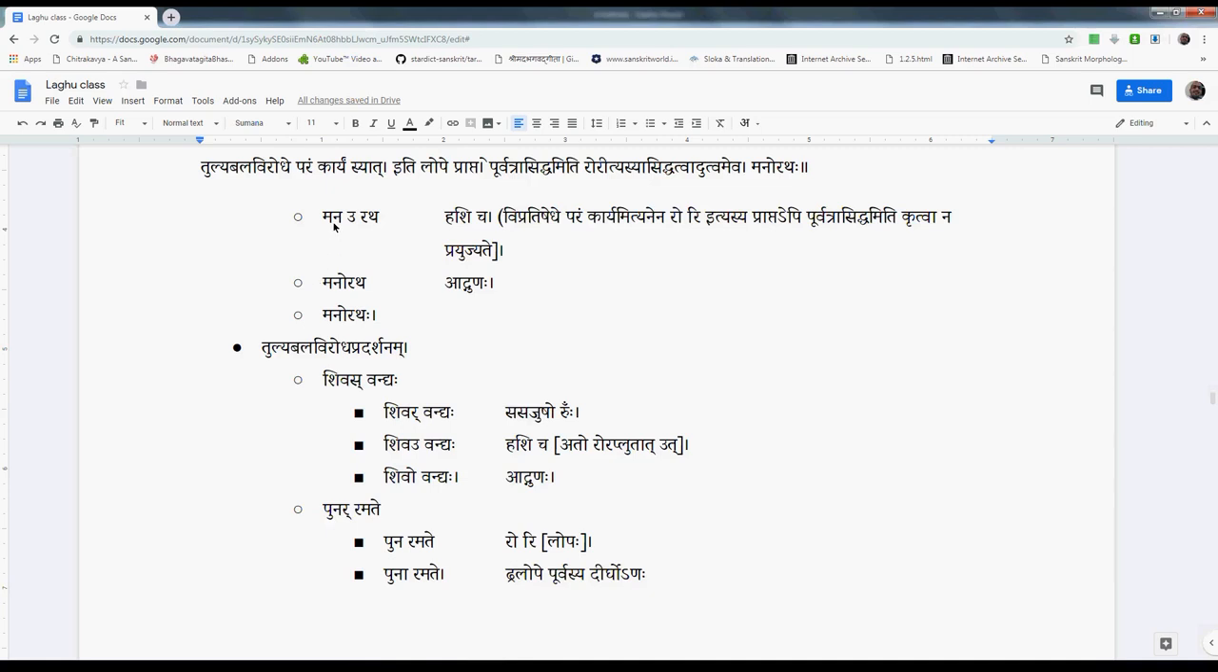Now, when there is contradiction between the two, which should apply? So, I have mentioned here, Vipratishede paramkaryam. Rori ityasya prapte api purvatra asiddham, because the later sutra should apply. By Vipratishede paramkaryam, paramkaryam is rori. Rori is paramkaryam. Rori lopaha, lopaha is the karyam by the later sutra among the two. Ityasya prapte api, although this is prapta, purvatra asiddham iti krutva na prayujyate.